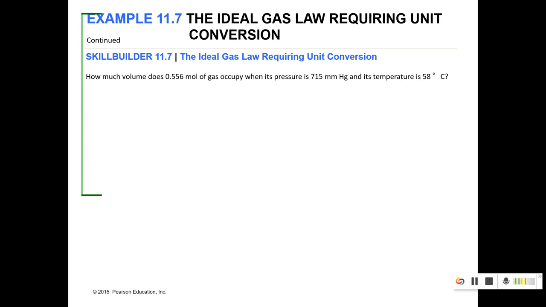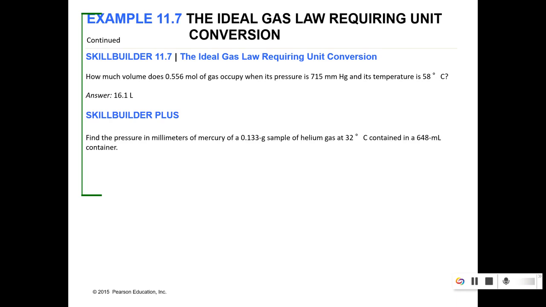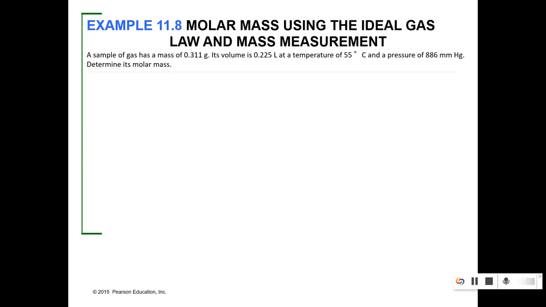Okay, here's another one. Same thing, except we've got Celsius again, but now we're in millimeters of mercury. You still must get that to atmospheres. I'm not going to work this one. There's another one. This one has grams. So that means you need to get grams to moles, and you need to get Celsius to Kelvin, and you need to get milliliters to liters. Then you will solve it in atmospheres, and then you will solve back to millimeters of mercury.